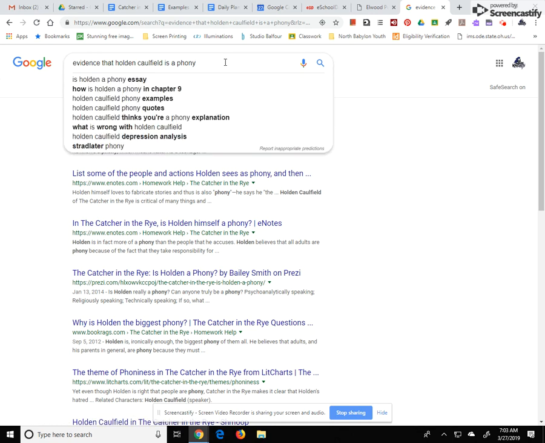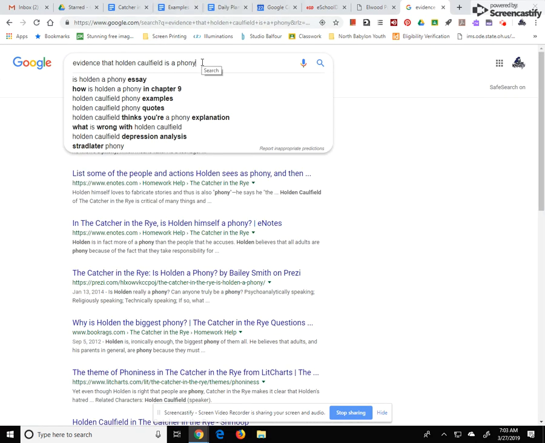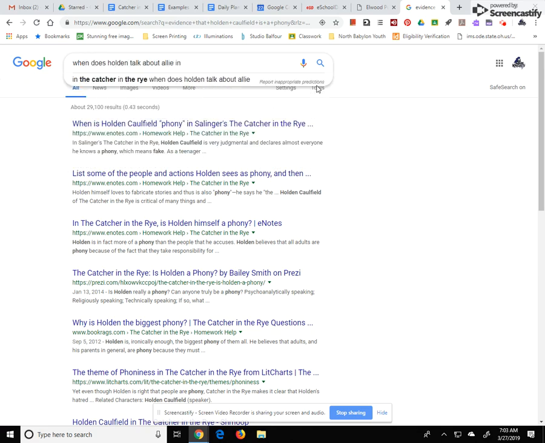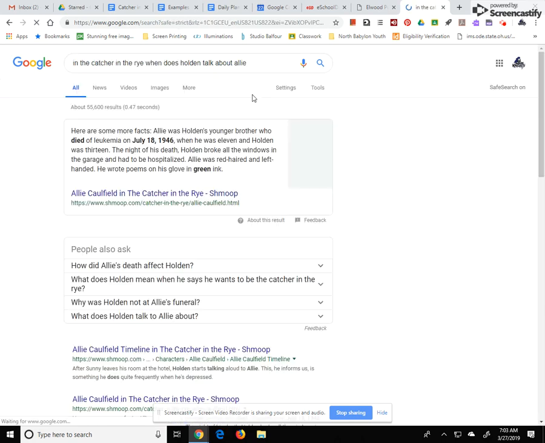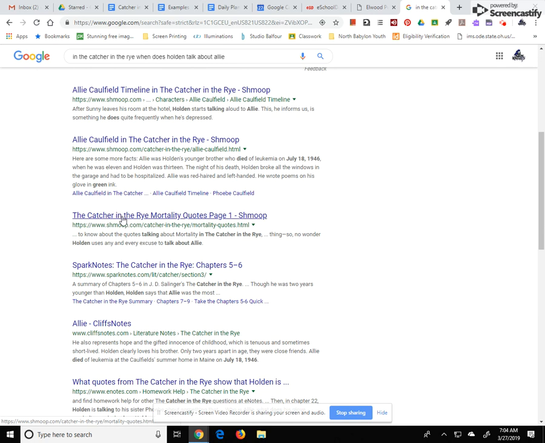If there are points that you think Holden is not a phony and that he is real and honest, there are many, many examples that you probably remember from the book where he is being honest and you would say he is not a phony. What I would do in that case is, let's say you think that when Holden talks about Allie, so when does Holden talk about Allie in Catcher in the Rye? Here we go, that comes up. Here's some more facts: Allie was Holden's younger brother, and so on. SparkNotes, okay? They might give you the chapters. Quotes on mortality, Catcher in the Rye chapter. So if you Google this stuff, it will pop up.